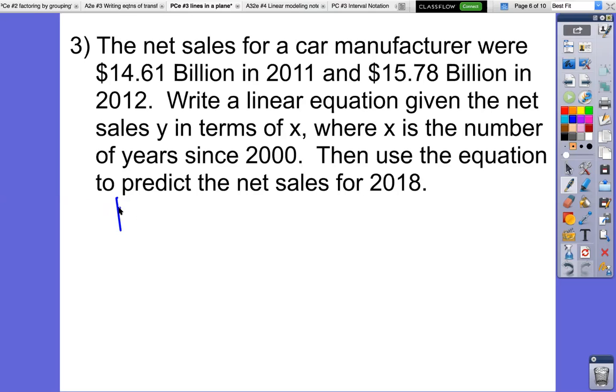So it tells me right away that x is my number of years and y is sales. It is helpful to write out what your x and your y are. So your x has to be the years and y is your sales. Then I want to use the equation to predict the net sales in 2018. Awesome.